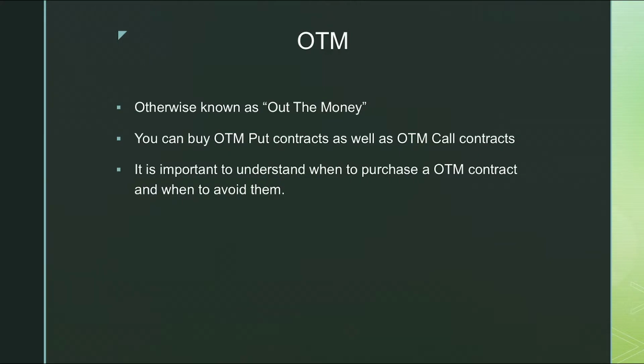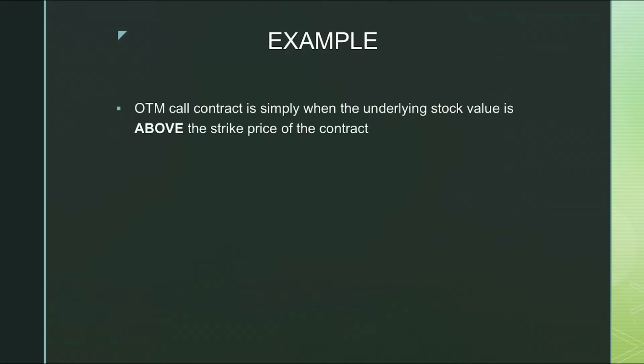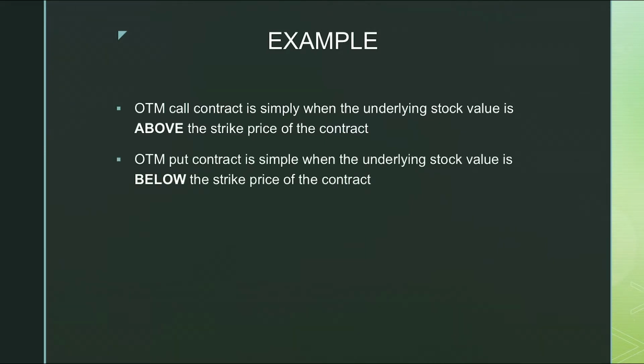You wouldn't, for instance, use an out of the money contract when scalping. It just won't give you a good return for the time you're in the trade. It's just not a good return on investment for those types of contracts. I'll give you an example which will hopefully help to explain what out the money actually means. An out the money call contract is simply when the underlying stock value is below the strike price of the contract. So if Apple was at $100, an out the money contract would be a strike price of $120, for instance. An out the money put contract is simply when the underlying stock value is above the strike price of the contract.